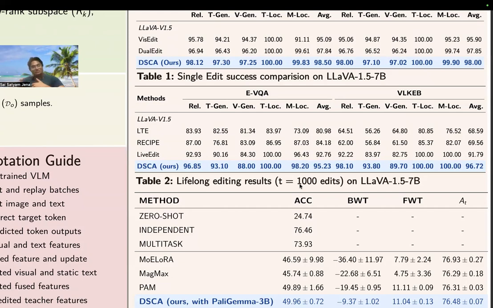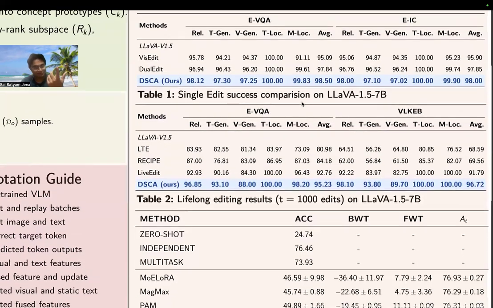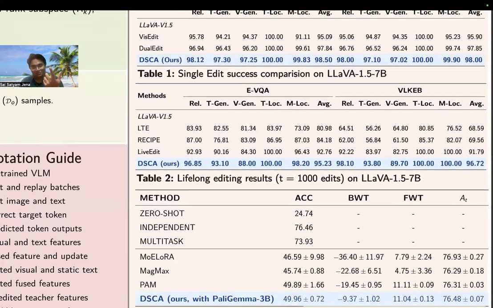We'll teach the model 1,000 different things. At the end of that, we will measure how good the model is on the very first task, the reliability we taught. The very first task which we taught the model. As you can see, all these metrics are the same from the above table only. So here also, even after 1,000 sequential edits, we achieve state-of-the-art performance. It preserves all the previous knowledge.